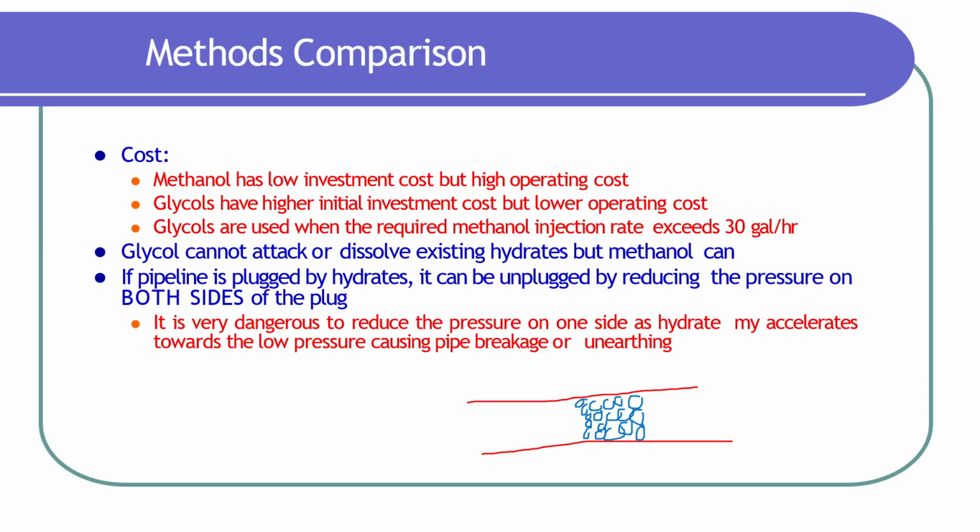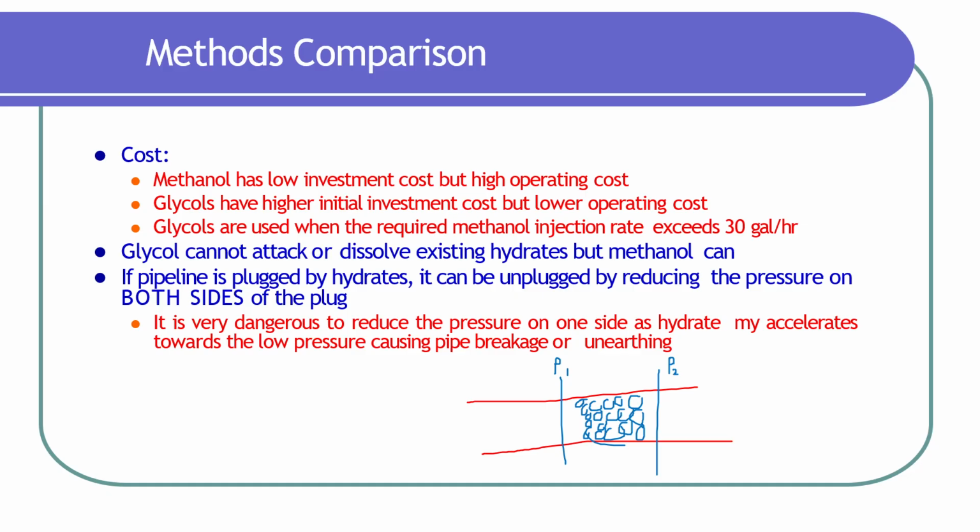Okay, so now if you have the scenario of the pipe completely plugged, you can unplug the pipe by reducing the pressure at both sides, which means you're going to reduce the pressure here and here. So here P1 and here P2. You need to release the pressure at the two points, point 1 and point 2. If you release the pressure at one point, what will happen? The hydrate might act as a bullet and accelerate directly toward the low pressure point, which is really dangerous.